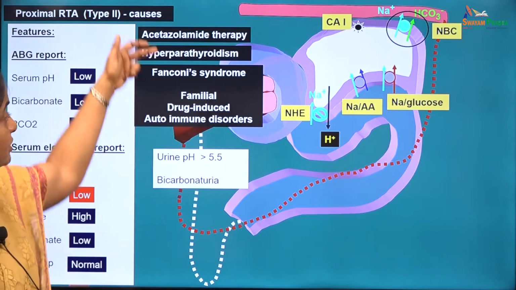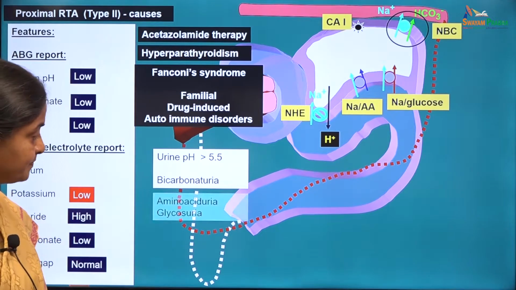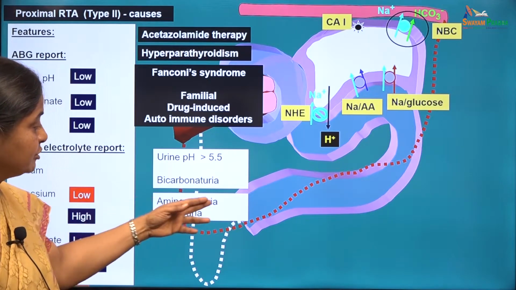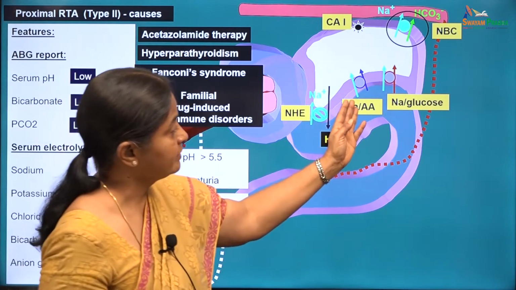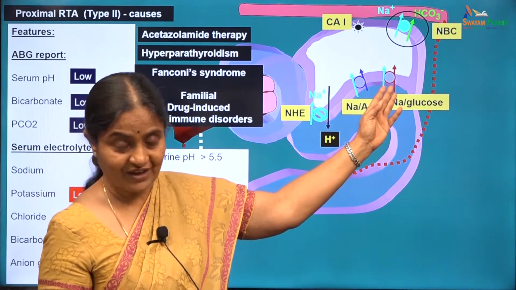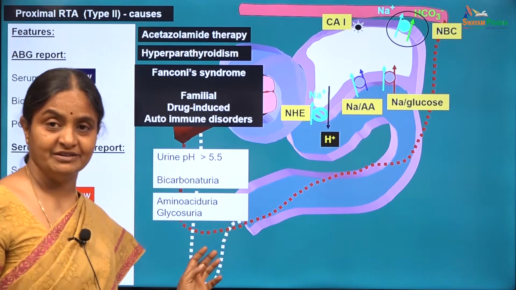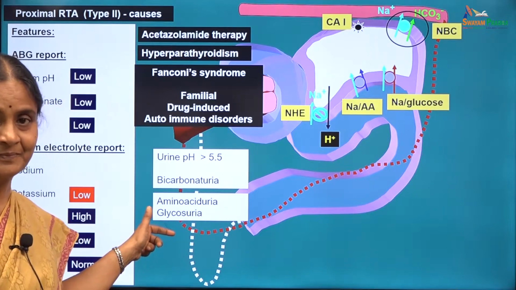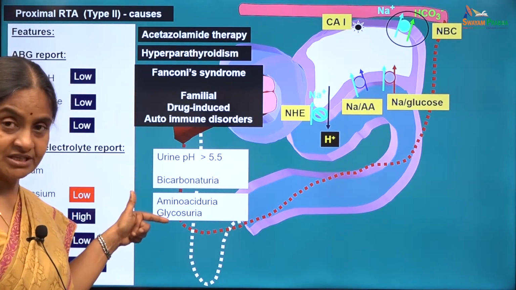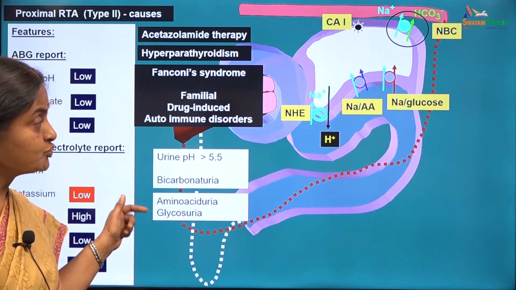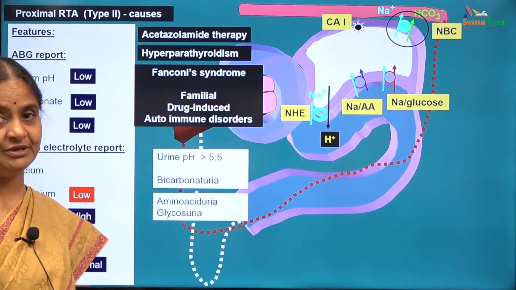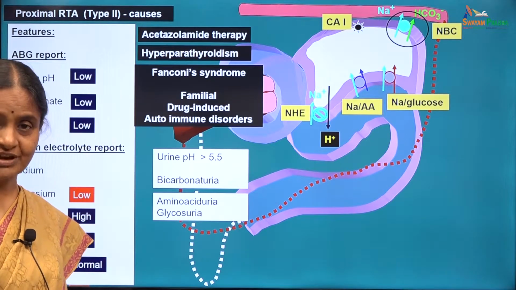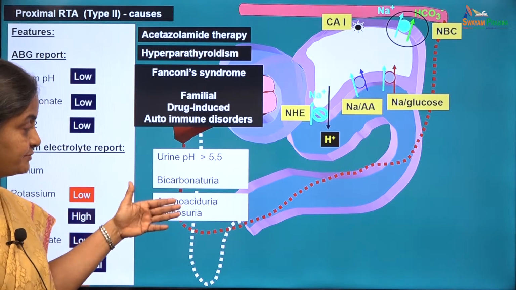Therefore, in addition to all the other features of PRTA that we saw with acetazolamide therapy or hyperparathyroidism, an important feature of this type of PRTA is aminoaciduria and glycosuria, where because these transporters are also affected, glucose and amino acids appear in urine. So, there is not only a bicarbonaturia, there is aminoaciduria and glycosuria as well. Remember that these three substances are the ones which are almost fully absorbed in the proximal tubule and do not appear in urine, whereas in the type of PRTA which is referred to as Fanconi syndrome, all these three substances will appear in urine.